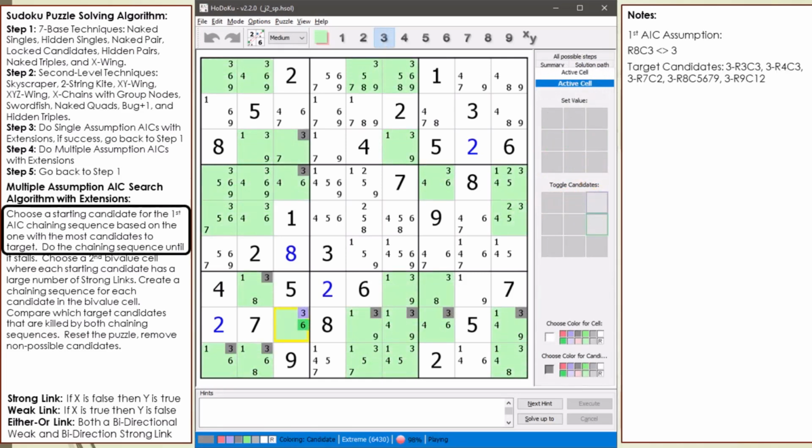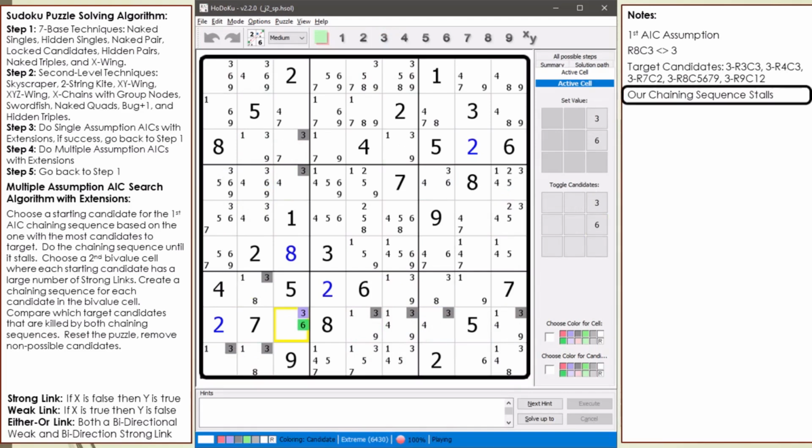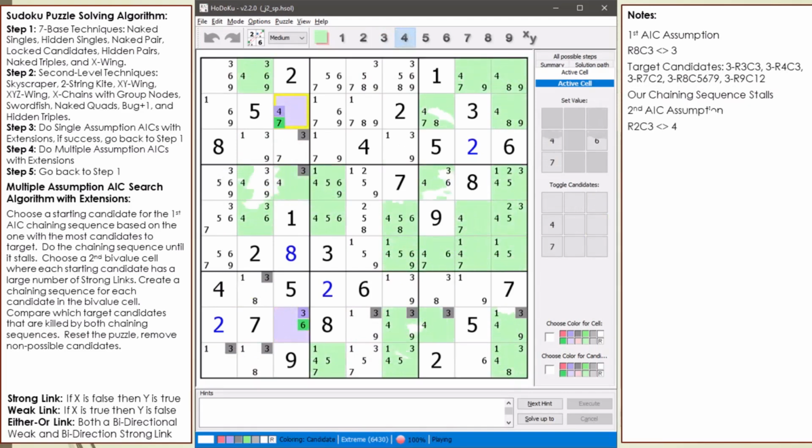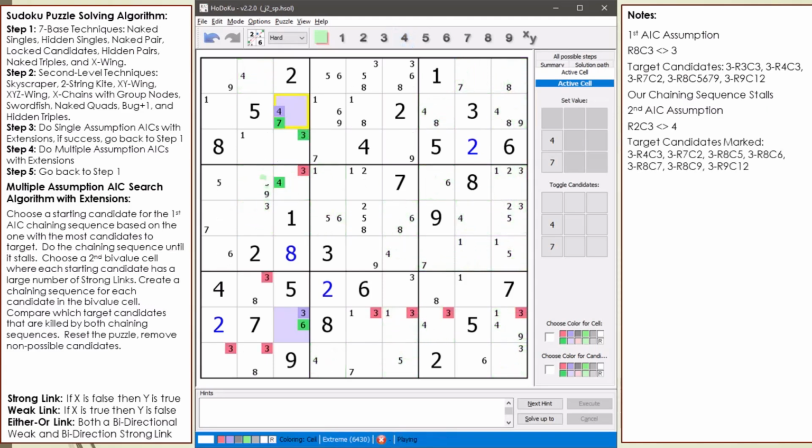Based on the algorithm, the 3 in cell 8,3 is chosen as the starting candidate for our first assumption. There are 9 target candidates. As you can see, our chaining sequence has stalled. Based on the algorithm, we make our second AIC assumption by assuming cell 2,3 is not equal to 4. Here is the resulting chaining sequence. We record the target candidates marked in red in our notes.